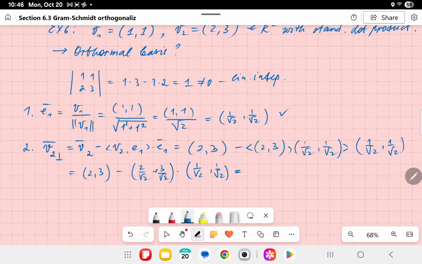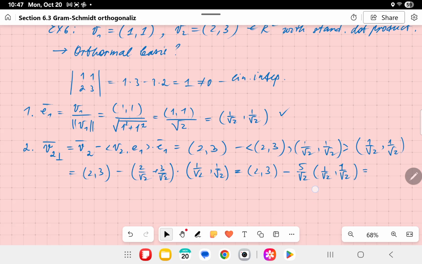I'm very close to the end. So what I'm going to do, I'm going to add this 2 plus 3, and I'm going to get 5, right? So 2, 3 minus 5 over square root of 2 multiplied by 1 over square root of 2, 1 over square root of 2. Well, it's going to be a couple more steps. So let me scroll this up.